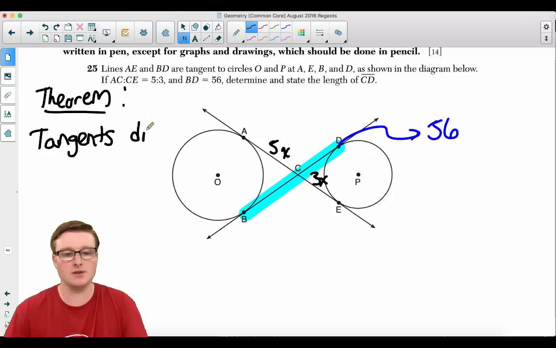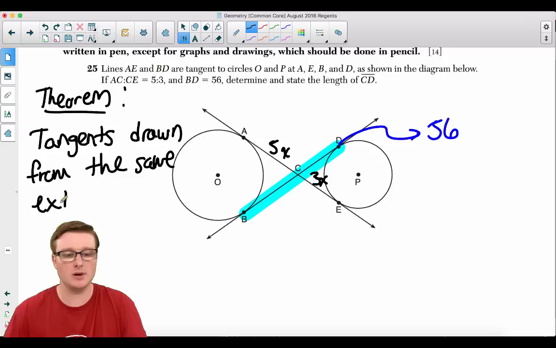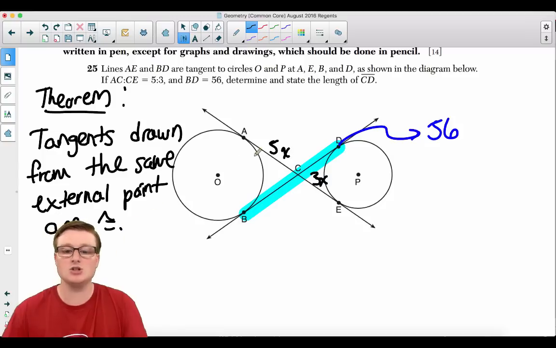Tangents drawn from the same external point are congruent. So if C is the external point, notice how AC and BC are drawn from the external point C, and they're both tangents. So therefore, if AC is 5x, then BC is also 5x. Same goes for CD. If CE is 3x, then CD has to be 3x as well.